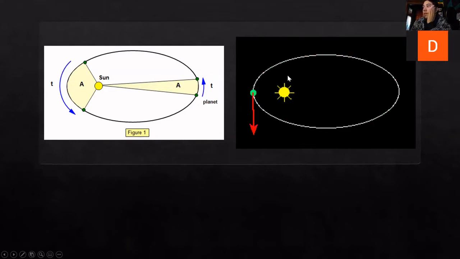The gravity of the sun at this point in time has a lot larger effect on the planet than it does at this end. That's one of the reasons that we can get the change in speed.